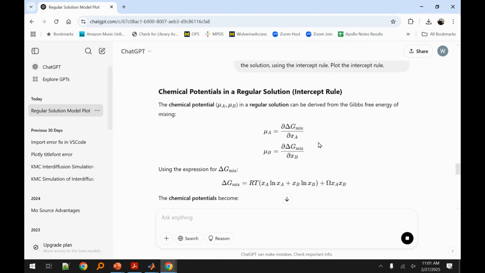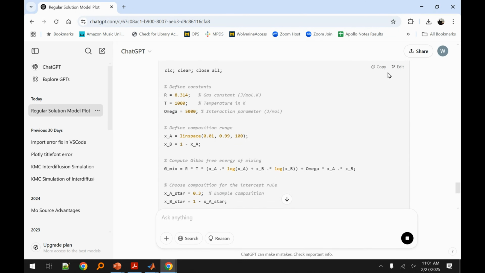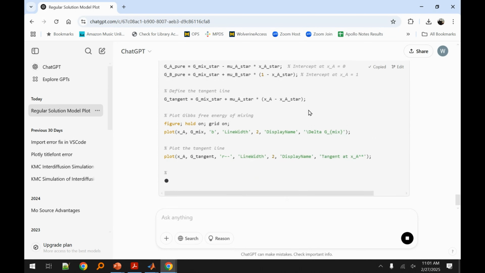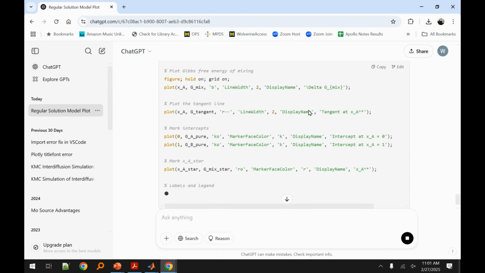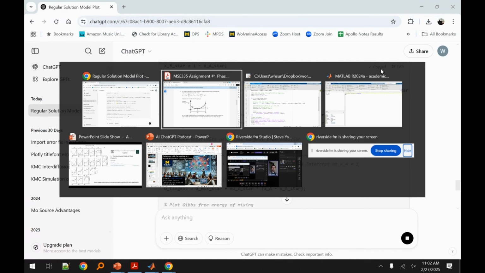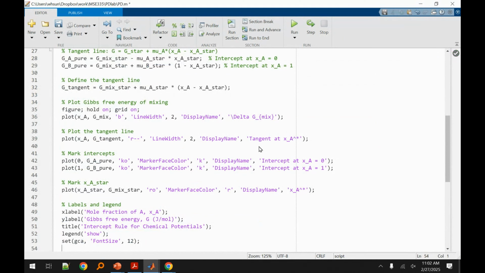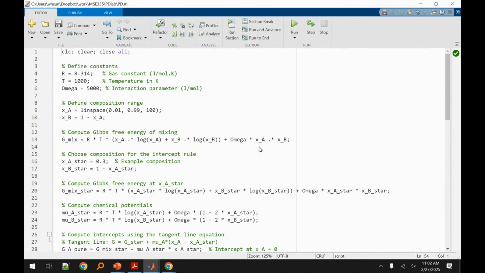I copied it. Oh, it's not done yet. Give me a moment. This is a great example to show students that ChatGPT does things wrong. I will plot this. All I'm doing is replacing this code, the code that I keep on working in.